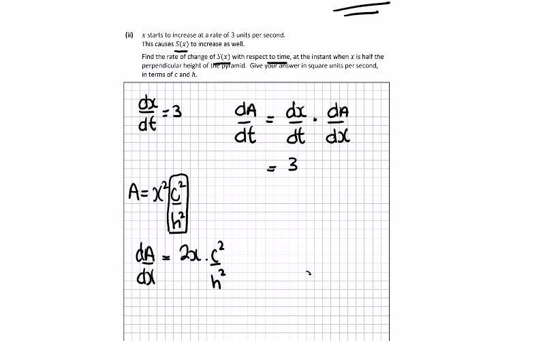We're told the rate of change at the instant x is half the perpendicular height, so x is h over 2. So let's sub this in, 3 by 2x by c squared over h squared. So we're going to get 6 times h over 2 for x by c squared over h squared. The h and the squared will cancel. 6 and 2 will give 3. So this looks like dA dt is equal to 3 c squared over h.